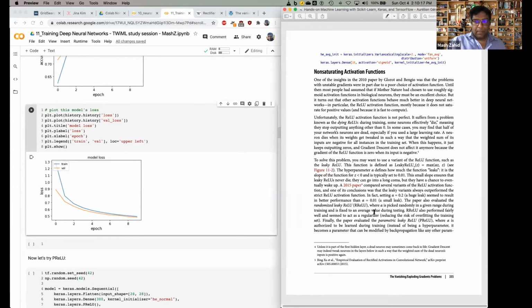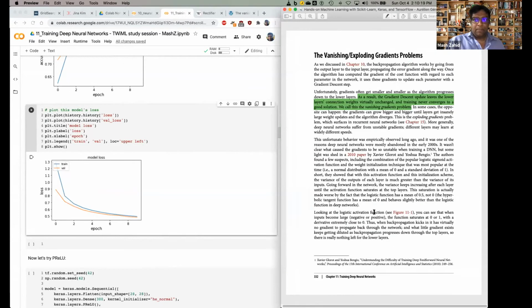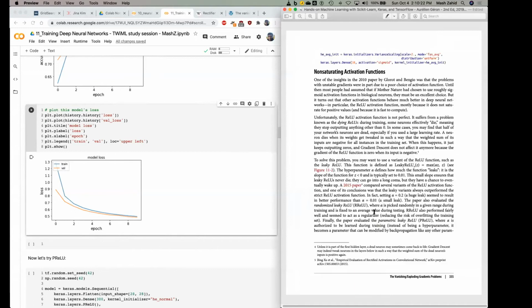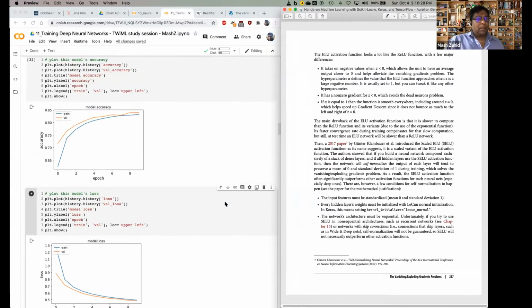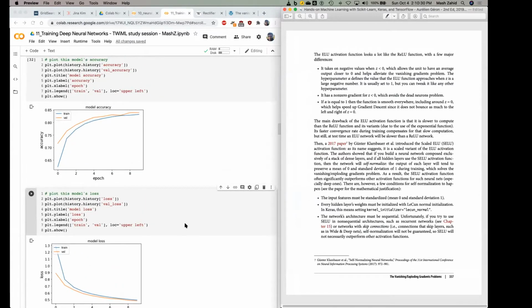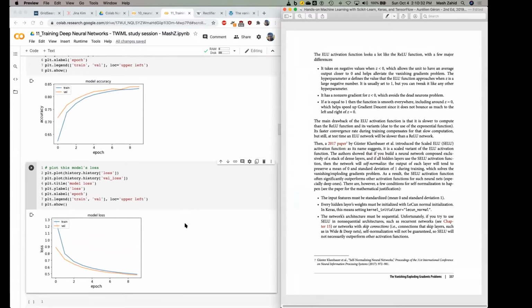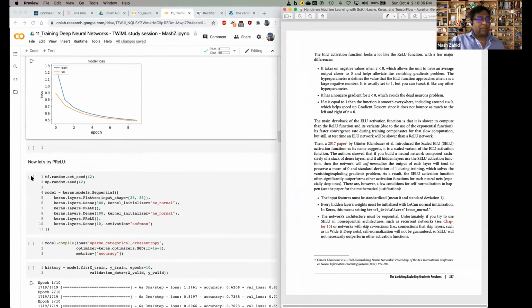Any comments up to this point? Isn't it a bit odd that your validation accuracy is better than your train? By chance, probabilistic, but it's not much better. We're going to see some fairly big differences.